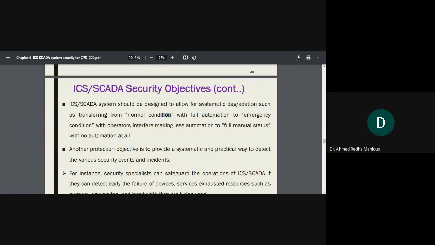This is the normal condition. In case you have a problem, you will move from the normal condition into an emergency condition. What does emergency condition mean? Instead of having full automation, where everything is controlled automatically by machines and computers, when you go to the emergency condition you will have operators, people who will interfere with those machines, making less automation. Here we talk about a full manual status, or no automation at all.